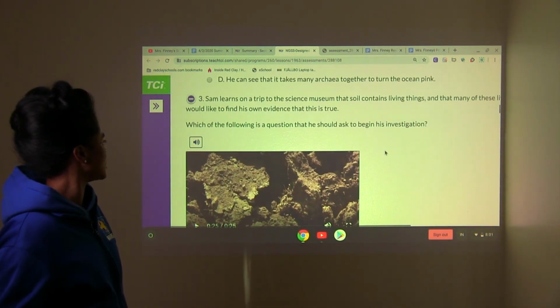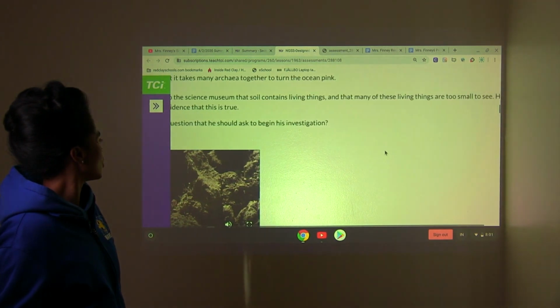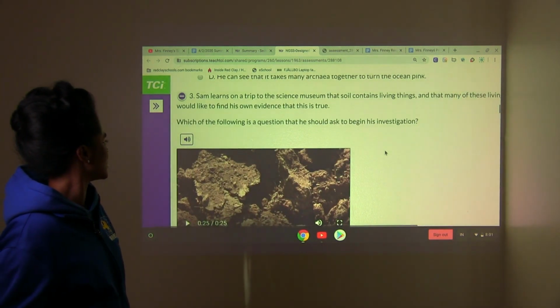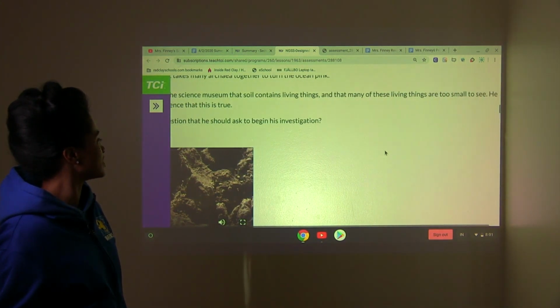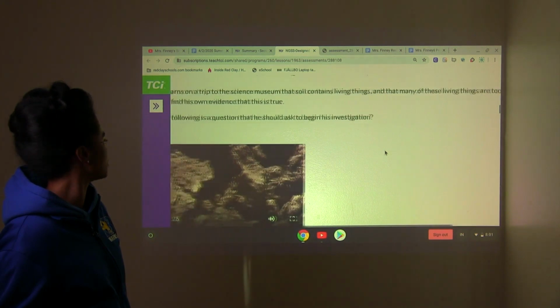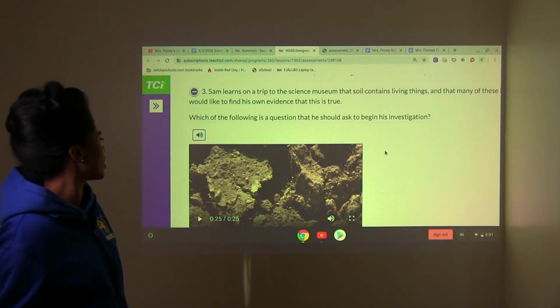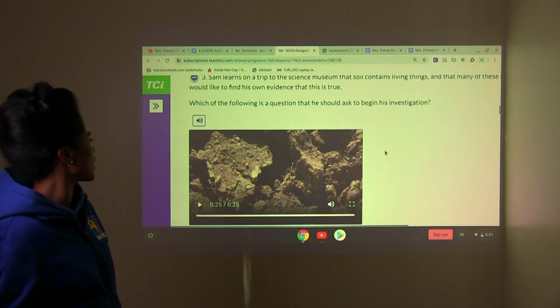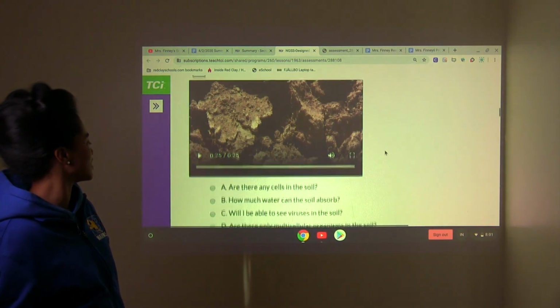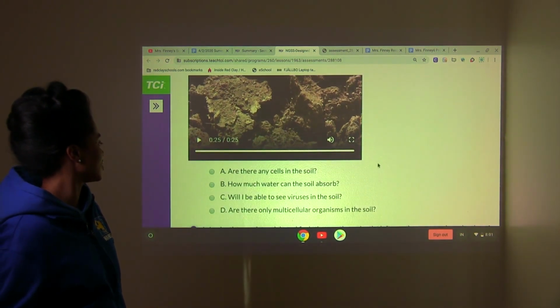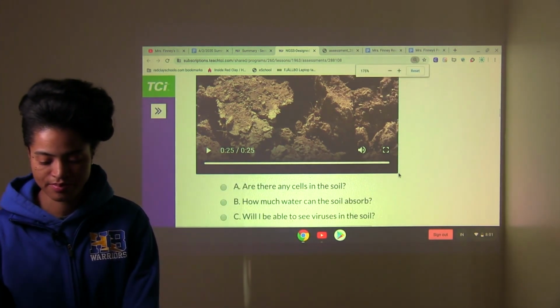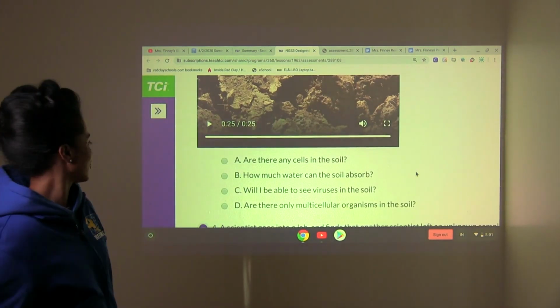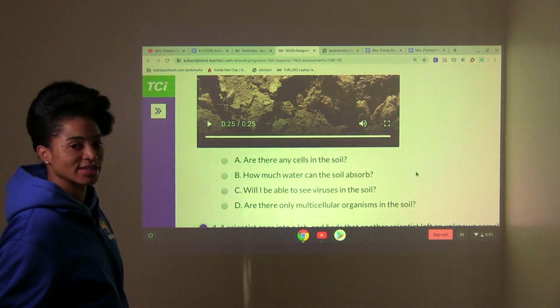Okay, which one of these will address this? Let's take it back. Sam learns on a trip to the Science Museum that soil contains living things and that many of these living things are too small to see. He would like to find his own evidence that this is true. Which of the following is a question that he should ask to begin his investigation? Make your selection. Write your answer down.